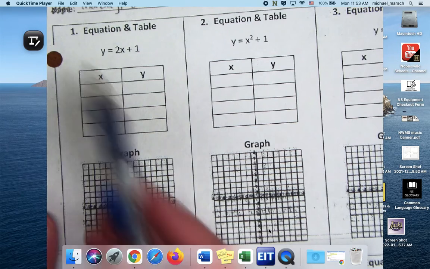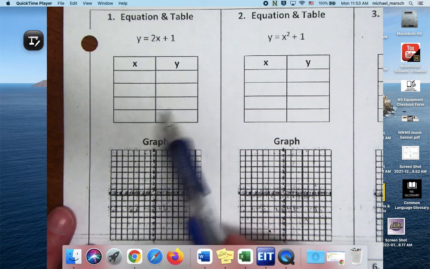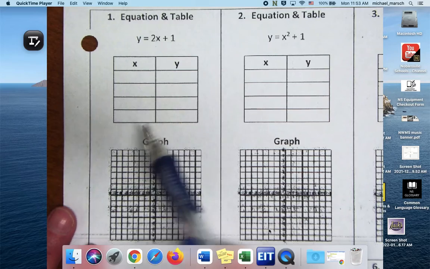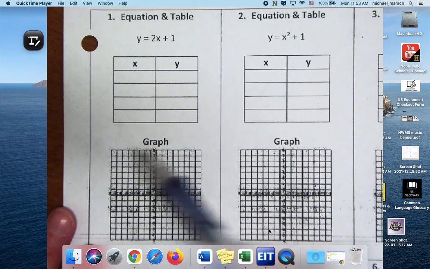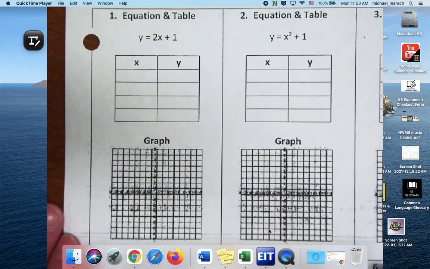So we're going to use this equation to fill in a table and then graph it. And we're going to look at differences and similarities between linear and nonlinear graphs.